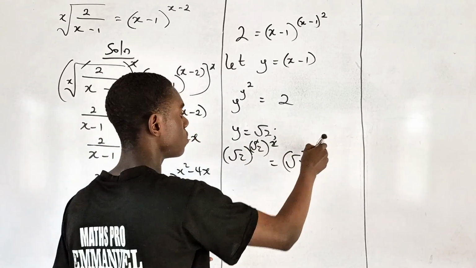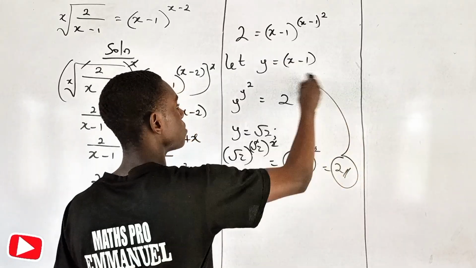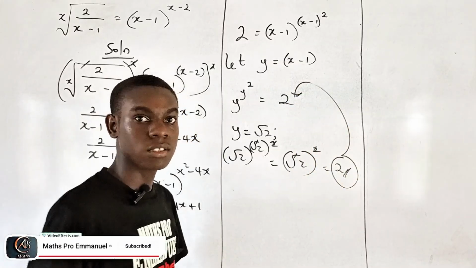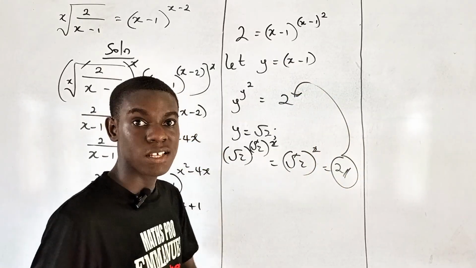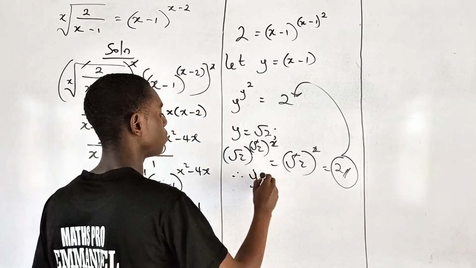That's it. So now, the square will also cancel the square root. Then I'm left with 2 also. So this result is the same thing as this. So you can see, now I can just say y is root 2. Y is equal to root 2.